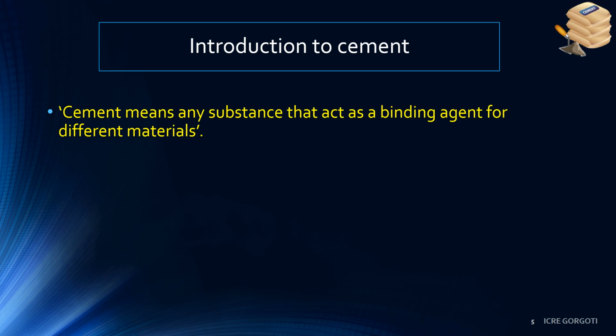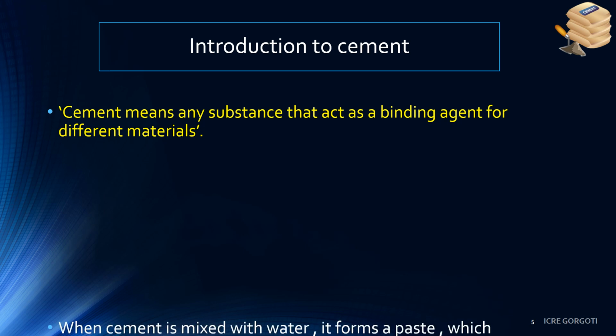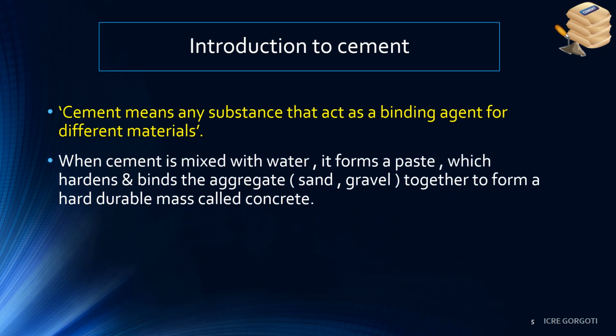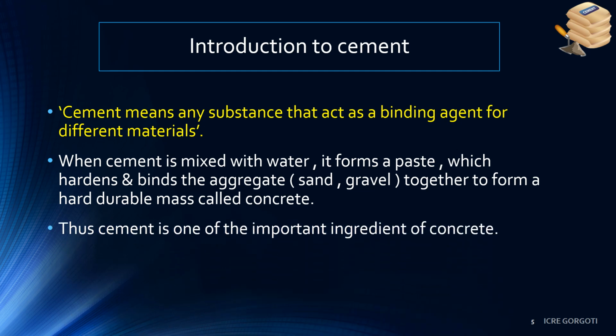Because cement is an extremely ground material having adhesive and cohesive property and provides a very strong bond as compared to other binding materials. When cement is mixed with water, it forms a paste which hardens and binds the aggregate together to form a hard durable mass called concrete. The cement gives strength to the concrete. Thus, cement is one of the important ingredients of concrete.